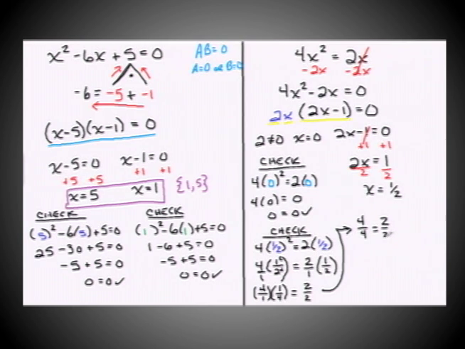2 over 2. Well, anything divided by itself is just 1, so we end up getting that 1 equals 1, which is a true statement, meaning that 1/2 is a valid solution. So we have 2 solutions to this quadratic equation, 0 and 1/2.